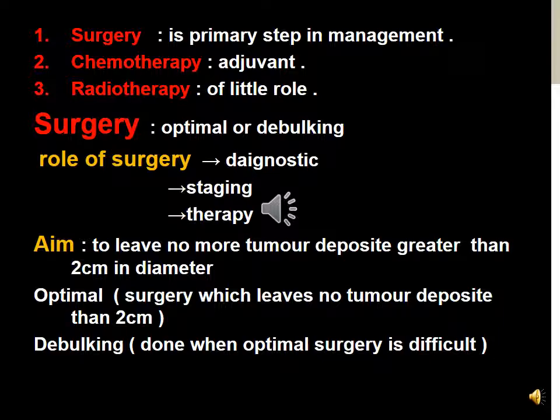The third is therapeutic. We have two types of surgery, optimal surgery and debulking. By optimal, we mean we remove the whole tumor, and the only residual deposit is less than 2 cm. If the residual deposit is more than 2 cm, or there is difficulty in removing the ovarian tumor, we call this procedure debulking. So our aim is to remove the whole tumor and leave not more than 2 cm residual deposit.